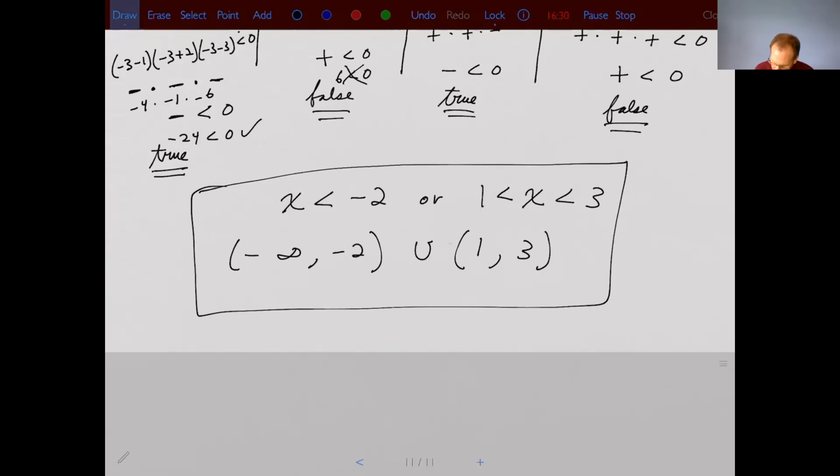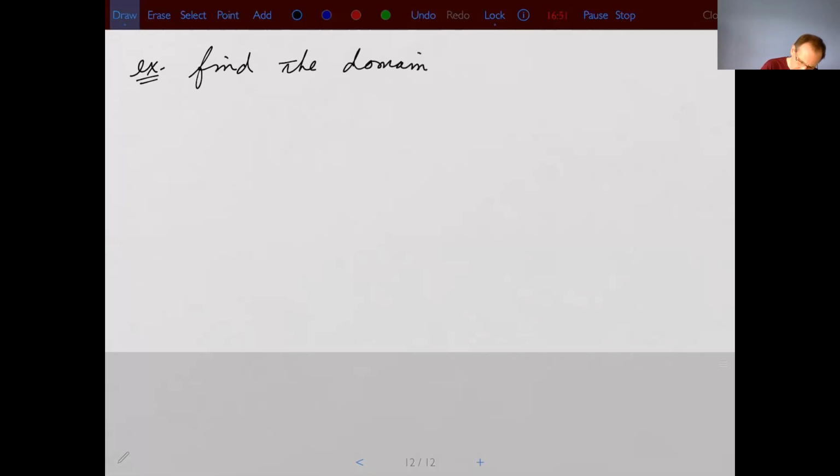Okay, here's another one asked in a slightly different way. Let's say you're asked to find the domain of this polynomial function. H of x is equal to the square root of 4 minus 5x plus x squared.